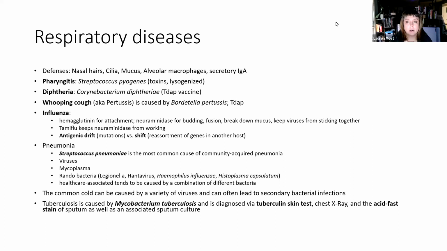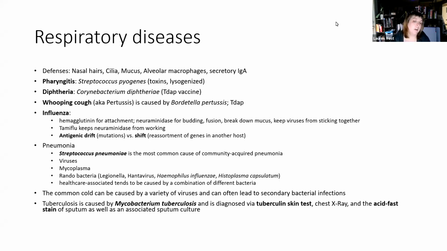Next is diphtheria. We don't really see this very much, but it does exist. It is caused by the bacterium Corynebacterium diphtheriae, and it can cause a pseudomembrane in the throat that can completely block off respiration. We do vaccinate for this using the Tdap vaccine, which is included with tetanus and pertussis. That's mostly associated with the diphtheria toxin. So diphtheria is essentially a sore throat with a pseudomembrane that can cover the whole throat.